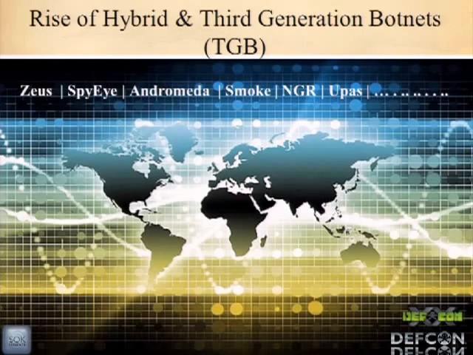It started with Zeus, then came SpyEye, and at present we are looking at Andromeda. Smoke is there, and NGR existed six months ago and is still going fine, but not as much. Its place has been taken by Andromeda and Smoke, and an upcoming one that is being built nowadays called UPass. Why hybrid? Because some botnets are acquiring properties or characteristics of other botnets. For example, SpyEye harnessed the power of Zeus in getting the web injects concept, and NGR is using a similar thing.